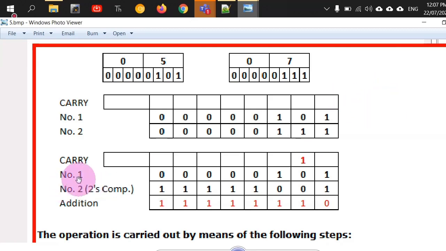So number one, this is the actual process of subtraction. I have taken the number one here as it is, which happens to be 5. And I have to take the 2's complement of the second number. How is 2's complement taken? First of all, you take 1's complement, then add 1 to it. This is the process of taking 2's complement. You take 1's complement of that number and then add 1 to it.